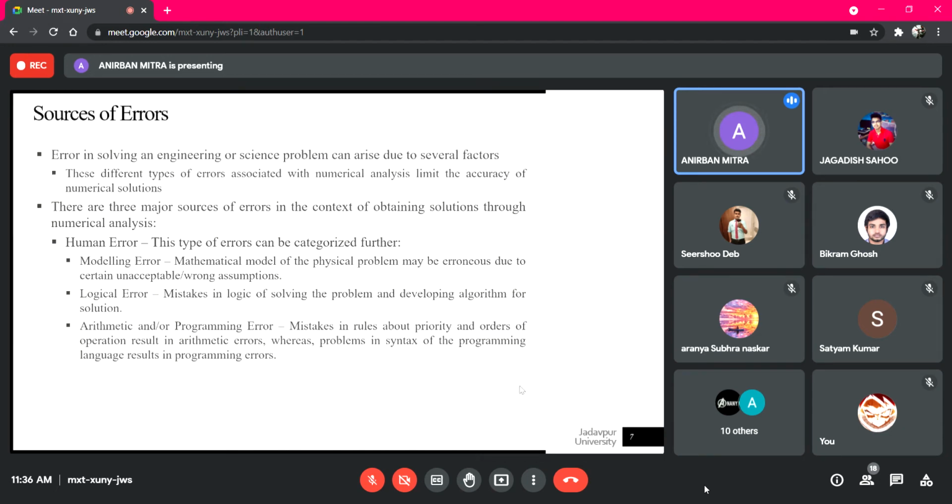If you do not follow the precedence of the different operations in C, you will obviously get erroneous results. On the other hand, if you do not follow the syntax of C, you will also get programming errors. So these are the causes of arithmetic and programming errors.